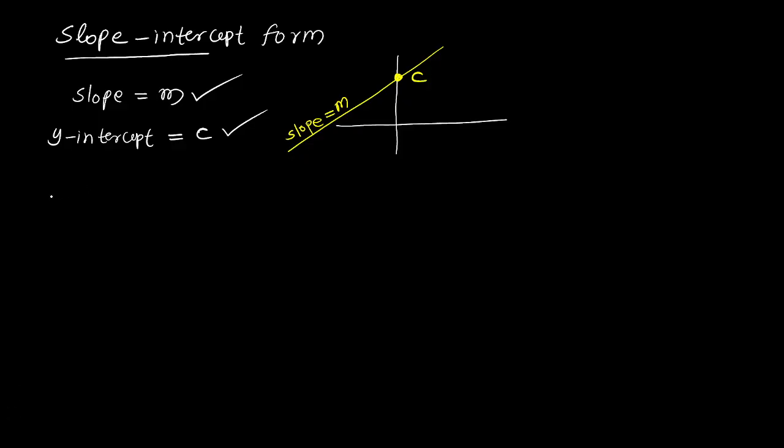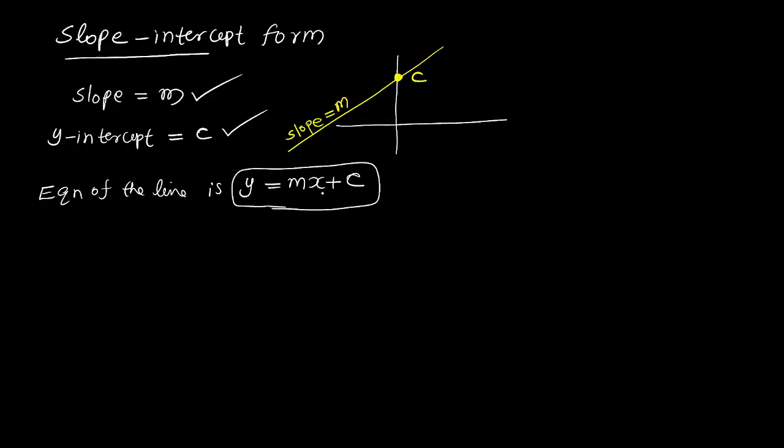The proof is not required. Equation of the line, please write down. Equation of the line is y equal to mx plus c. Derivation is not needed. It will not be asked in exam. Please memorize, this is said to be slope-intercept form.